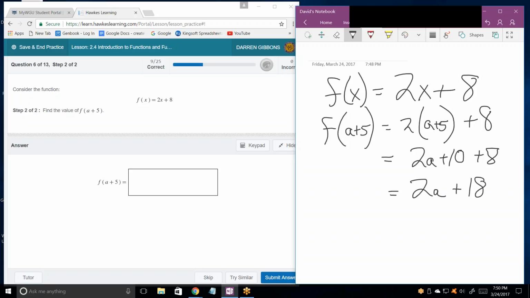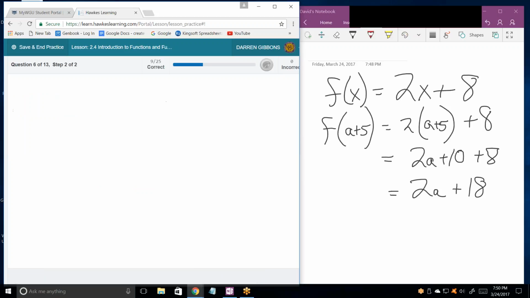That's going to be the answer they're looking for. 2a plus 18. You pretty much always have to simplify something if it can be simplified. If you submit it in unsimplified form, I can't imagine they would ever accept it.